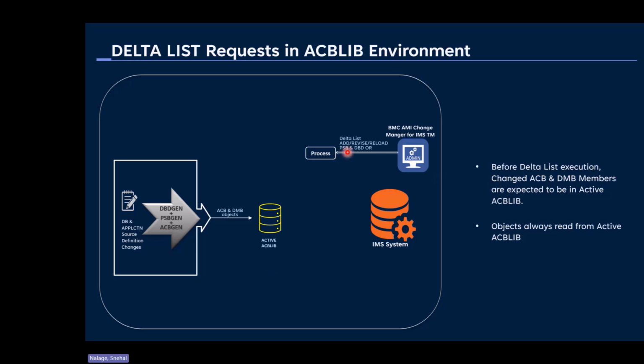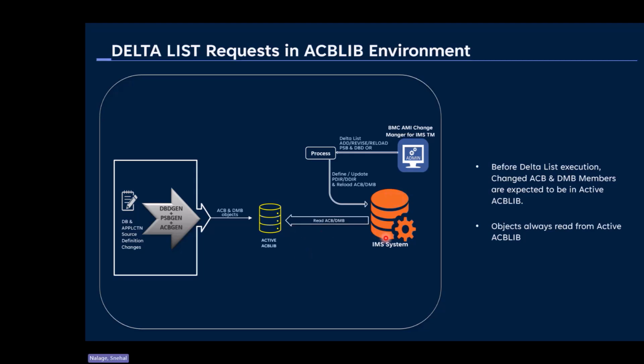When we execute Delta list, add, revise, or reload for PSBs or DMBs, Delta in the IMS control region creates or updates the PDIR and the DDIR directory definitions for those PSBs and the DMBs, depending on the type of the request. For add, it creates; for revise, it updates. And for revise and reload, it flushes the existing PSB and the DMB member from the IMS control region PSB and DMB pool.